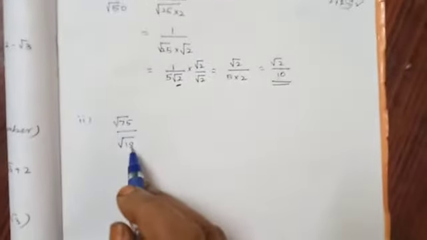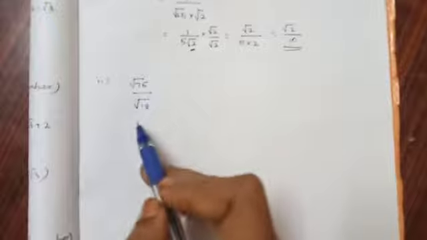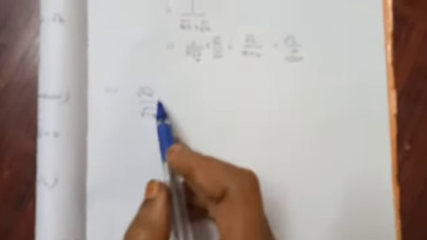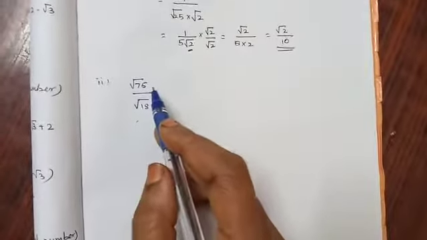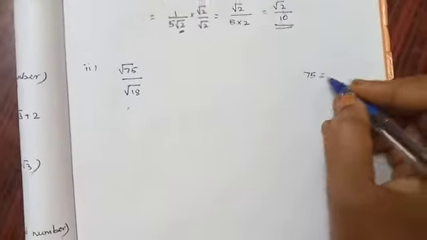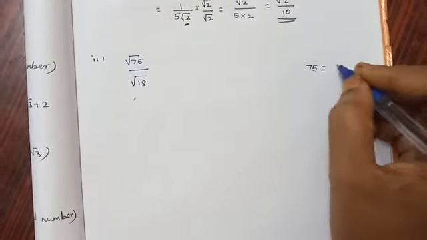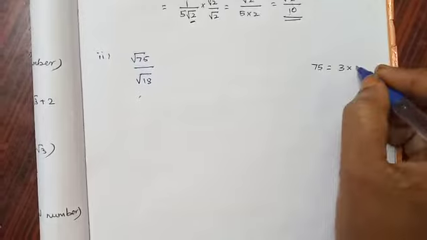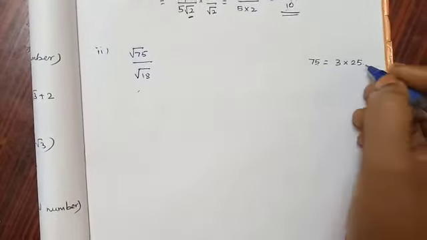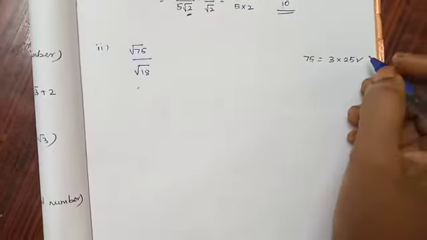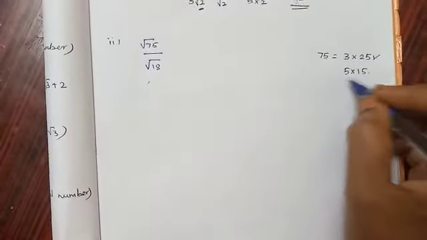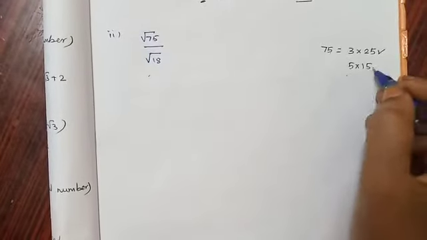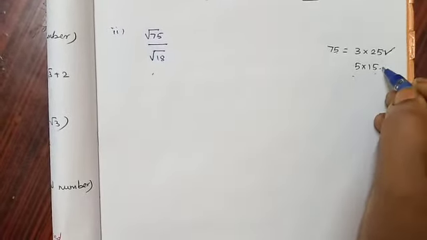Next question. Root 75 divided by root 18. Similarly, we split into factors. One number should be the greatest perfect square. So 75, we take factors. 7 plus 5 is 12, so the 3 table will come. So 3 into 25. This number will be the greatest perfect square. But 5 into 15 is also a factor, but in these factors there is no perfect square. So here this number we choose.